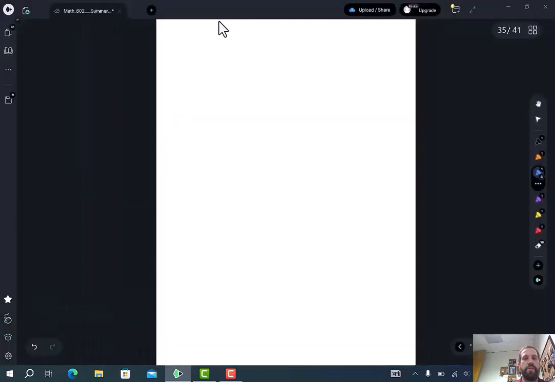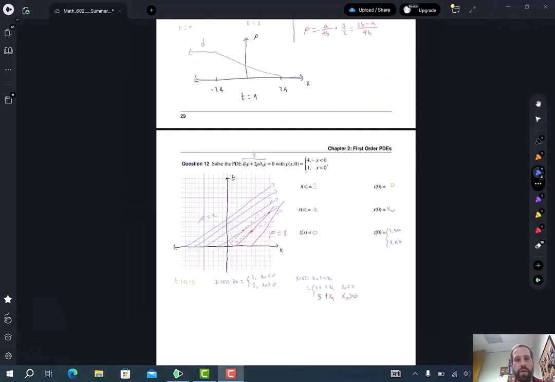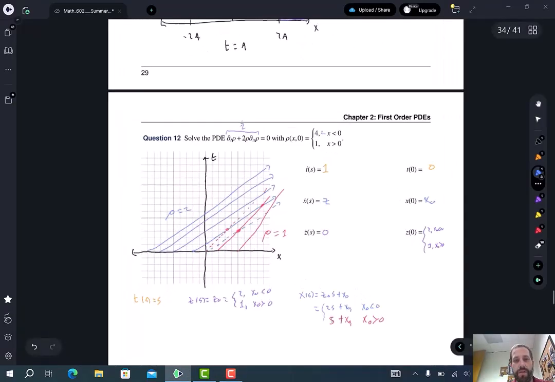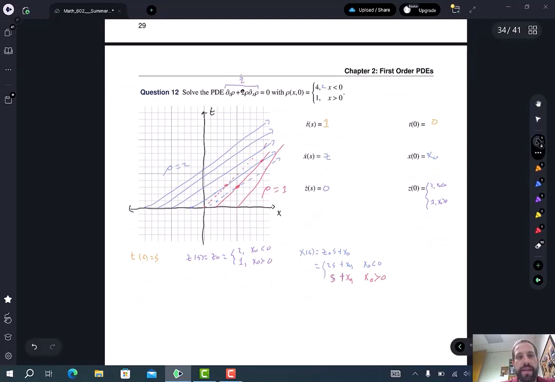If we go back to the problem that we have, this problem here, remember we modified it. Somehow my document lost these annotations. We modified it so that the 2 was equal to a 1.